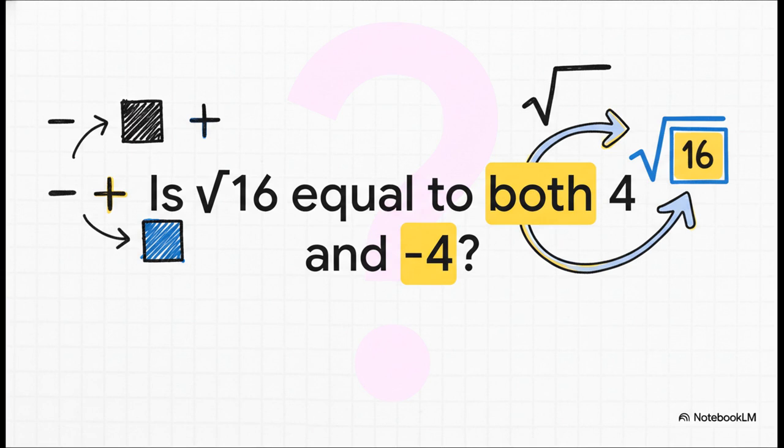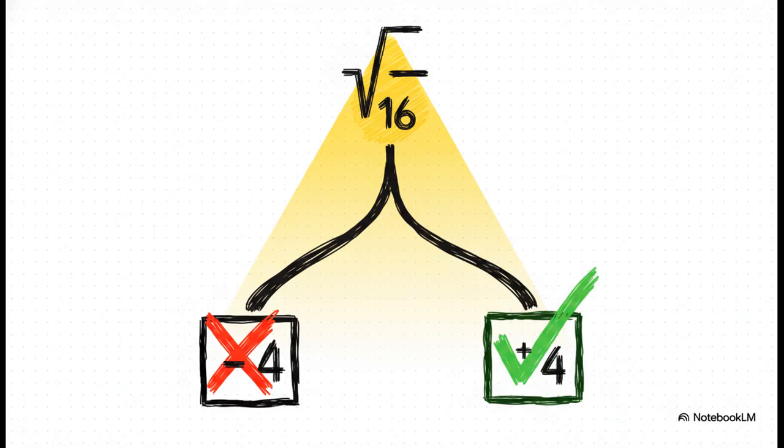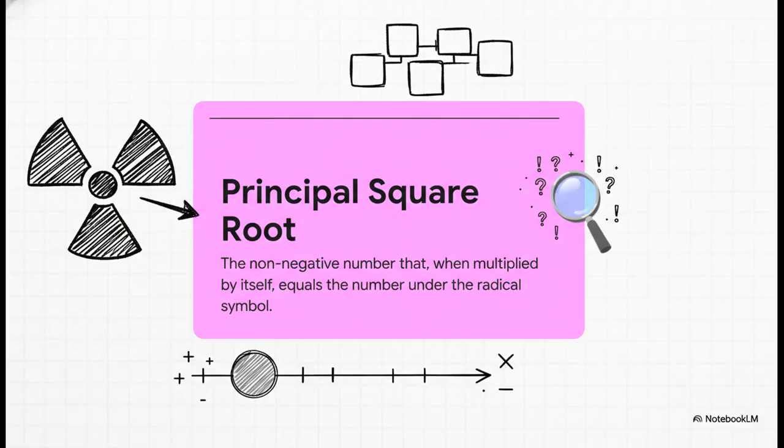Is it both? This is where we need to be really clear. It's totally logical to think the answer could be both positive and negative 4. But in math, we need one clear, unambiguous answer. So, a long time ago, mathematicians made a rule, a convention. And the rule is that the radical symbol, the square root sign, specifically asks for the positive or non-negative root. So, even though negative 4 squared is 16, the square root of 16 is only positive 4. It's a rule you just have to remember. And that positive answer has a special name. It's the principal square root. That's the official term. So whenever you see that radical sign, your brain should immediately think, okay, they want the principal root, the positive one. That's the key takeaway here.